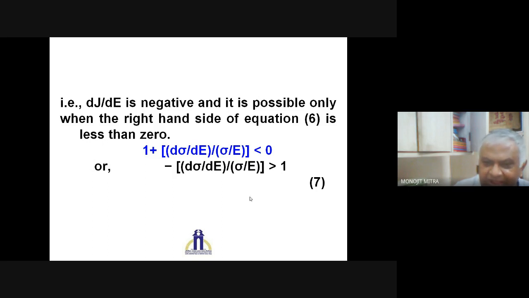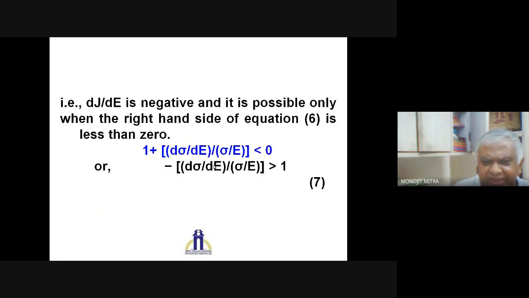Now once again I am asking, anyone please tell me whether it is clear to all of you or shall I repeat it again? Anyone please tell me. Yes sir, it was clear. Okay, so then we can move to the next part of our discussion. Up to equation 7, it is clear to all of you.